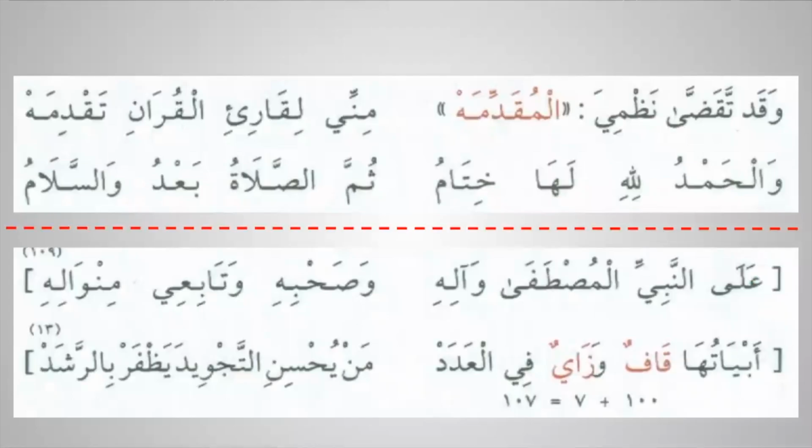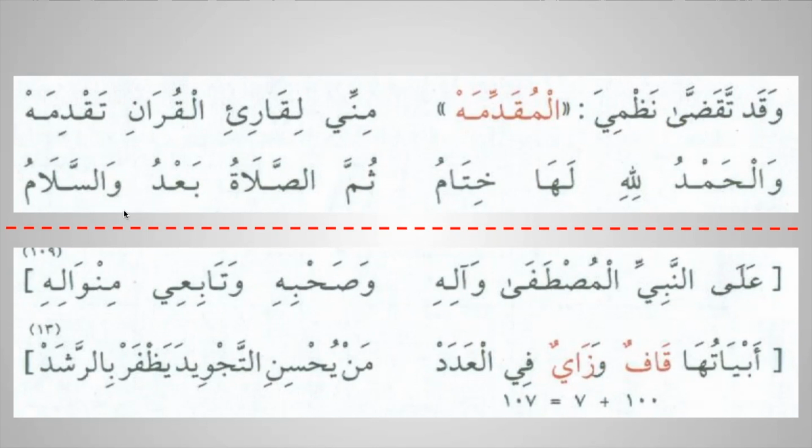Now we'll look at the concluding verses of the poem. Ibn al-Jazary says, وَقَدْ تَقَضَّى نَظْمِيَ الْمُقَدِّمَةِ. And the ending of my poem, Al-Muqaddimah, has come. مِنِّي لِقَارِئِ الْقُرْآنِ تَقْدِمَةِ. From me to the reciter of the Quran, it is a gift, a presentation or an offering I'm giving them. وَالْحَمْدُ لِلَّهِ لَهَا خِتَامُ. And all praise is due to Allah at the end of it. ثُمَّ الصَّلَاةُ بَعْدُ وَالسَّلَامُ. And then salah and salutations and prayers as well to Allah Azza wa Jal.